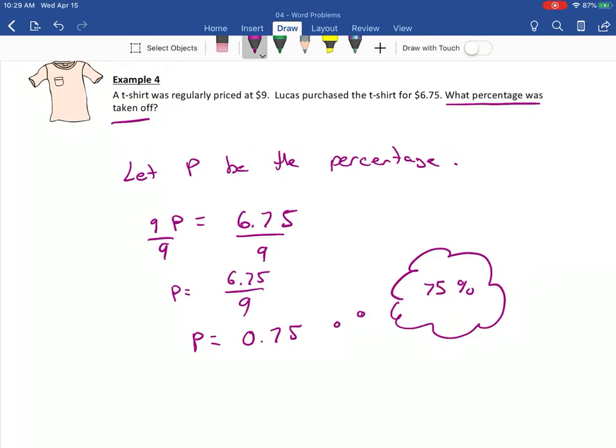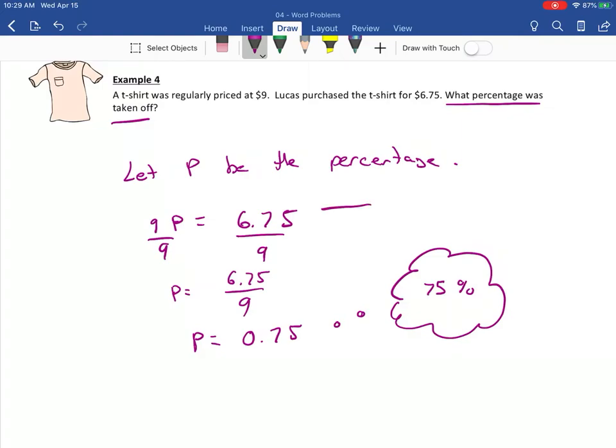But what you have to ask yourself is, was 75% taken off the price? I mean, if you take 75% off a price, will you go from 9 to 675? If you take 50% off a price, you'd be down to 450. So 75% off would be much larger than that. So it wasn't 75% that was taken off.